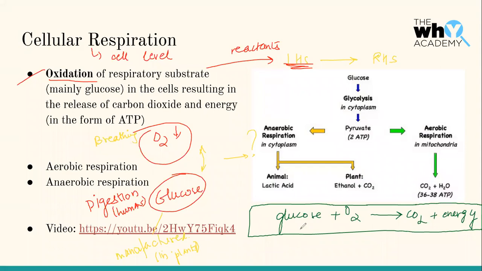This is a very simple way of denoting it. Of course, it is not one step and it is not as simple as this. It is very, very complicated. There's a very big cycle which happens to finally give you carbon dioxide and energy. But this statement translates to this, that glucose and oxygen combine. And this is what oxidation is.